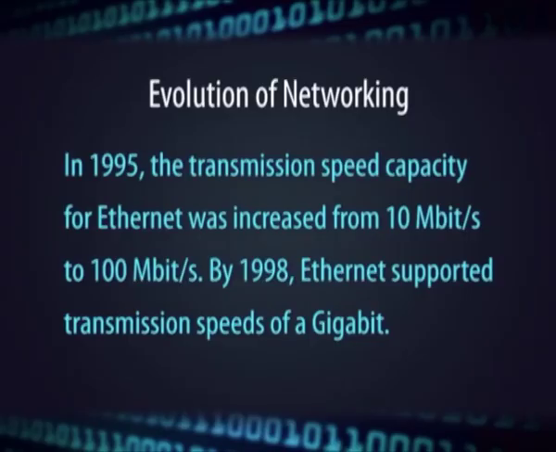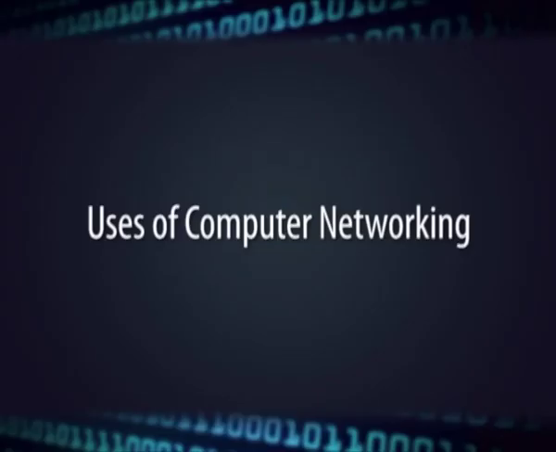In 1995, the transmission speed capacity for Ethernet was increased from 10 megabits per second to 100 megabits per second. By 1998, Ethernet supported transmission speeds up to a gigabit. The ability of Ethernet to scale easily, such as quickly adapting to support new fiber optic cable speeds, is a contributing factor to its continued use today. So, this is how the evolution of computer networking took place and still continues today.